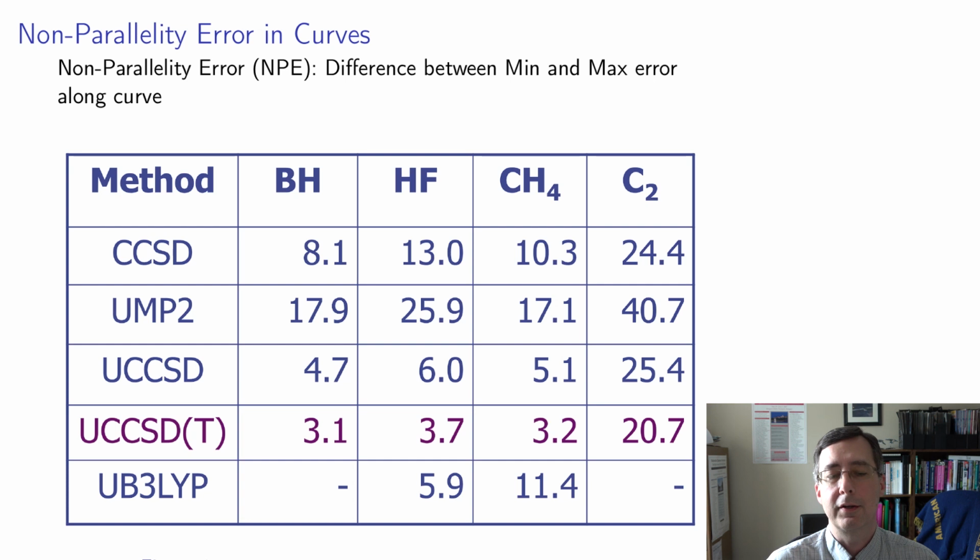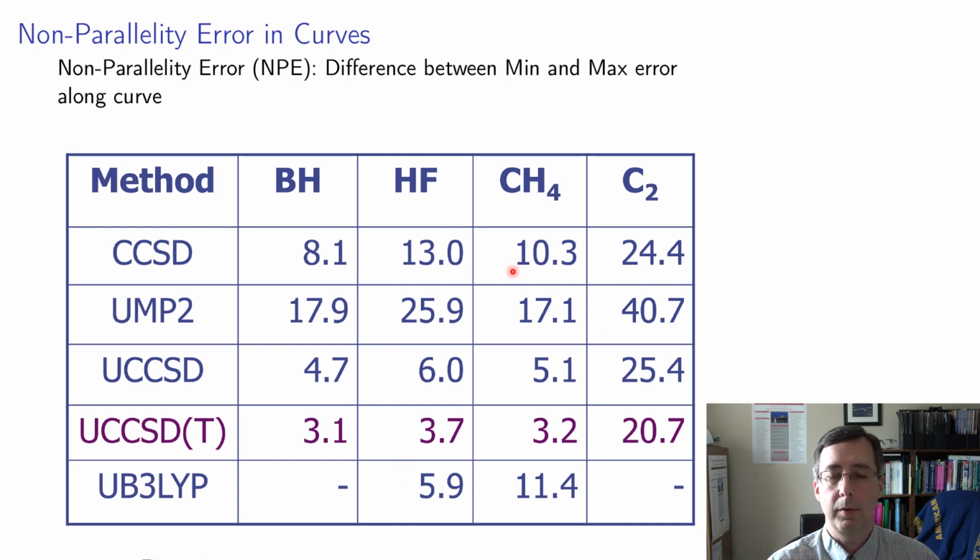Let me show you a summary table that tells you how this works across several molecules. The first three are all single bond breaking situations. And the next one is the C2 molecule, which has a double bond, so it's a little trickier. And notice I'm plotting the non-parallelity error, which is the difference between the maximum error and the minimum error along the curve. So it tells you how parallel the curve is, and we want these to be ideally about 0. That would mean a curve that's exactly parallel to full CI, which would be perfectly fine.